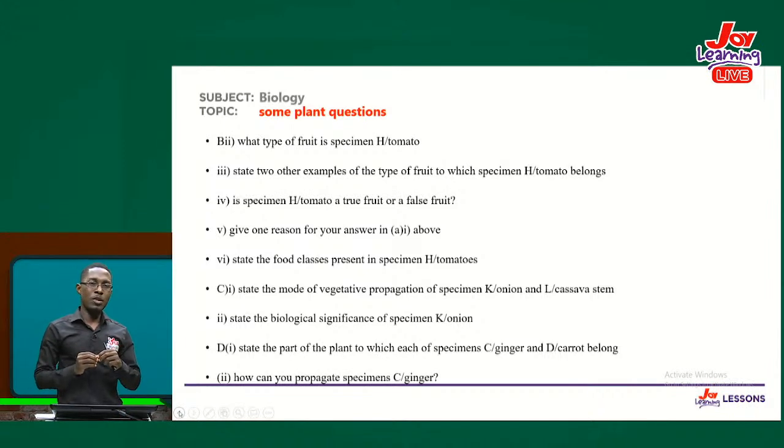So some student will go and write, let's say, succulent fruit. They know it's succulent because the group is there. Is it a drupe? Is it a berry? Sometimes you'll move on to Hesperidium. So which one are they asking you? So you should know where tomato belongs to. That's a berry. Then give two other examples.